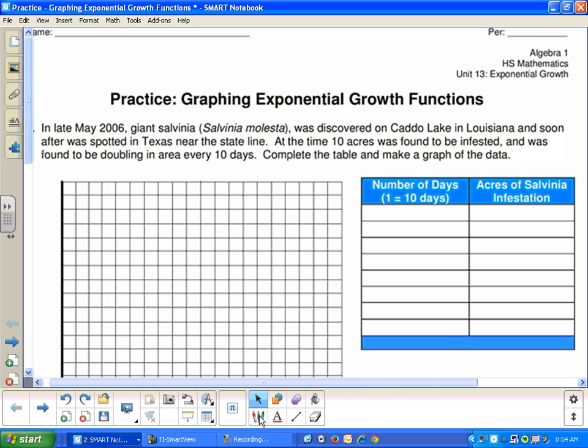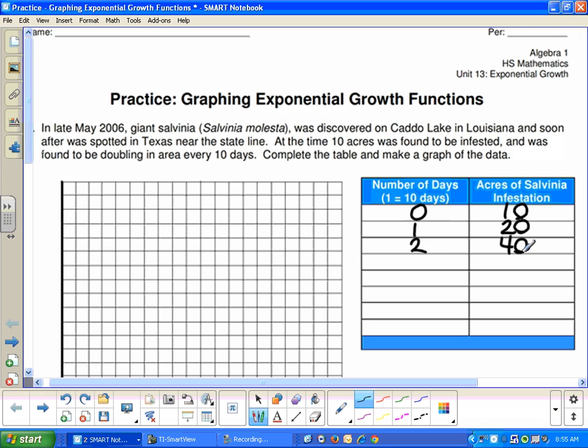So start out. One of the key things is, where are you starting? If we start at 0, before they start counting time, how many acres are affected? 10. Notice here it says 1 equals 10 days. So if we go to 1, we've done 10 days later, and so we've got 20. This is what everybody's been missing. What about 2? 40, not 80, doubling.